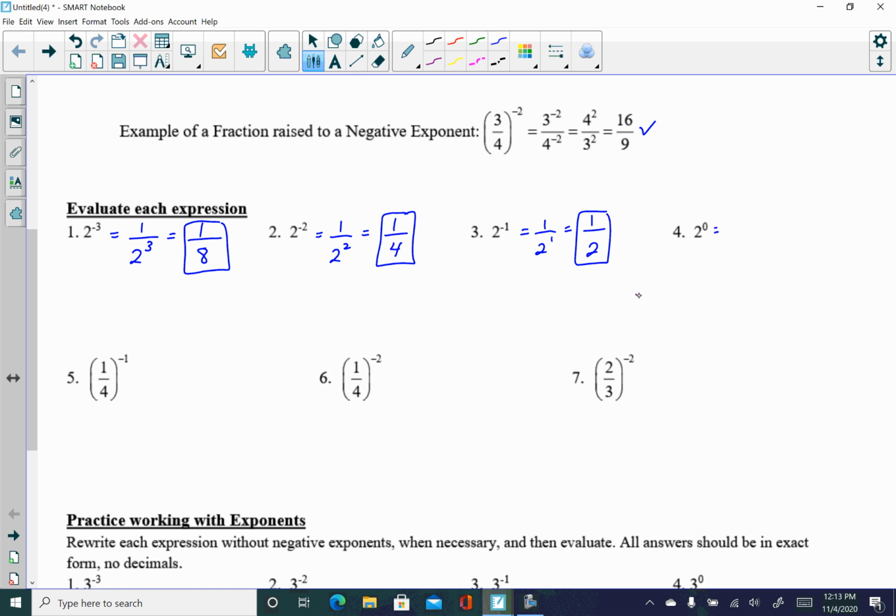This next one I haven't addressed here in this video, but hopefully you recall this. Anything raised to the 0 power is 1. That's just something you need to commit to memory, or you can type it in your calculator and it will always tell you any number raised to the 0 power is always 1.